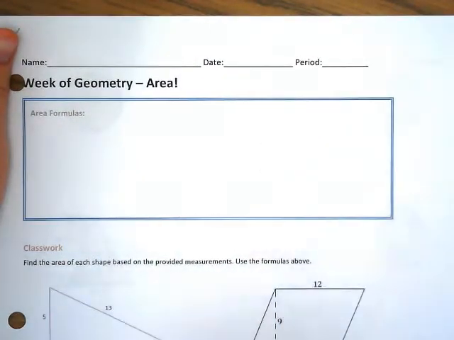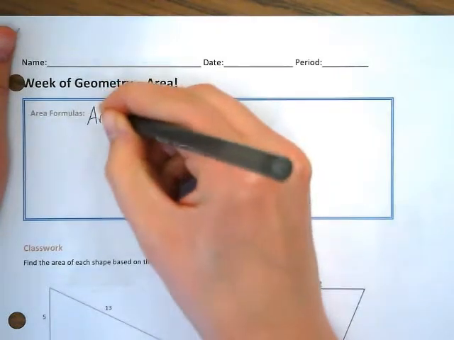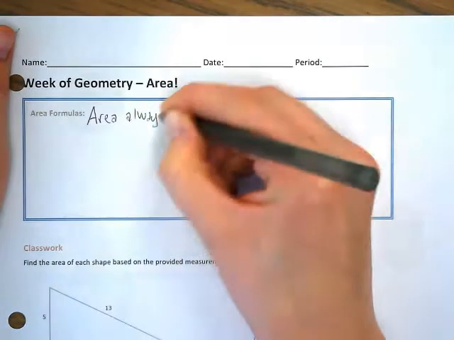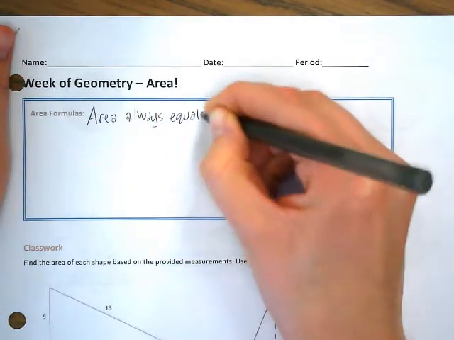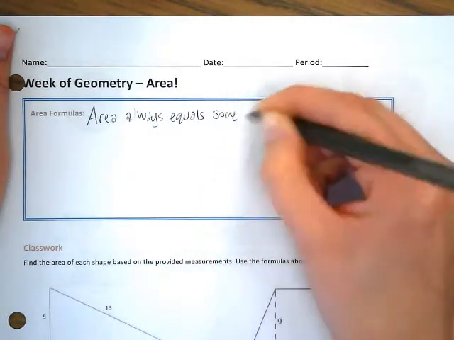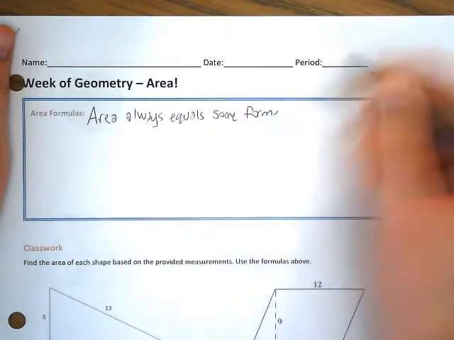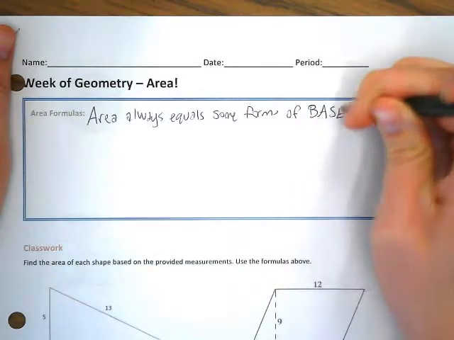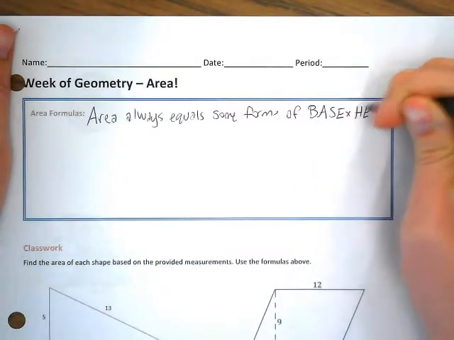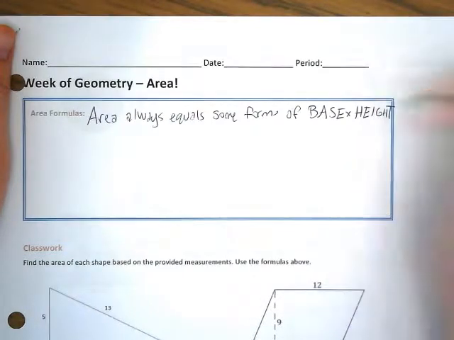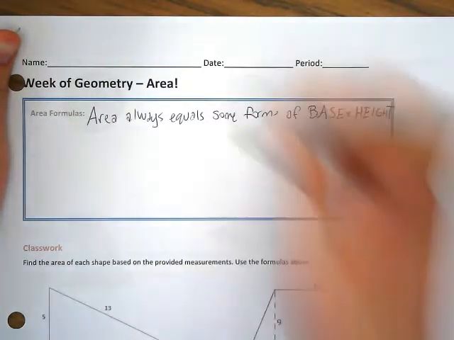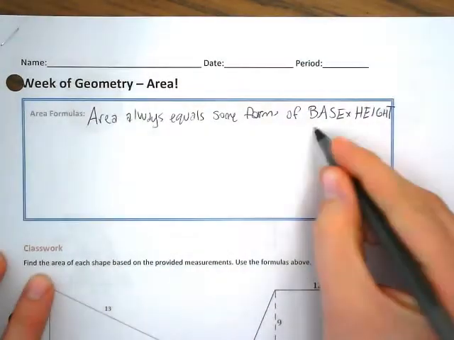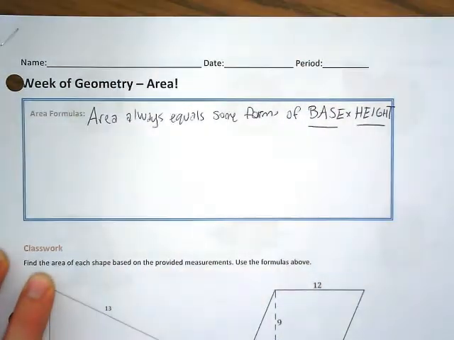And the first thing that we need to write down is that area always equals some form of base times height. I should say some form. Area is always going to equal some form of base times height.